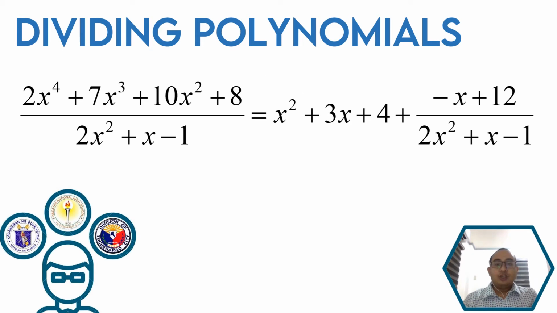plus 12. Or we write that as 2x to the fourth plus 7x cubed plus 10x squared plus 8 divided by 2x squared plus x minus 1 is now equal to x squared plus 3x plus 4 plus the remainder negative x plus 12 all over the divisor 2x squared plus x minus 1.